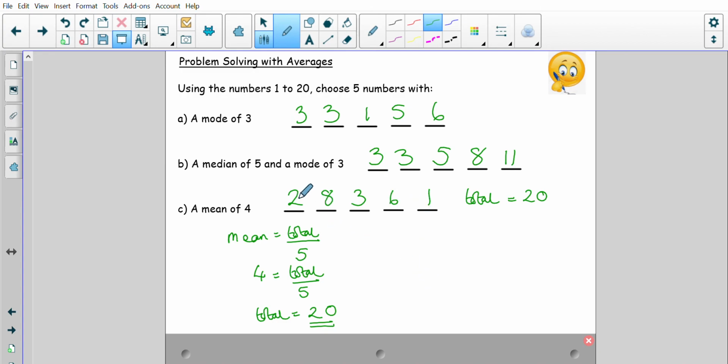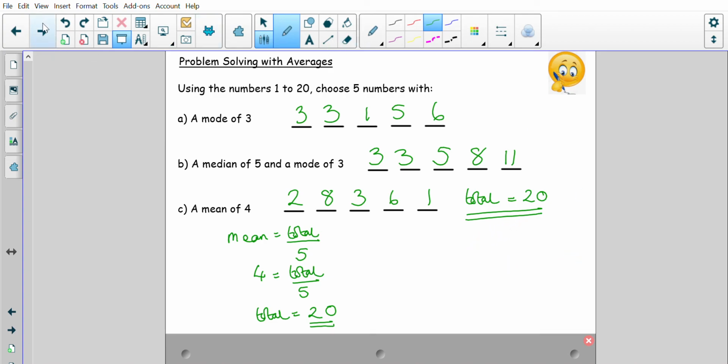So let's just have a double check. 2 plus 8 is 10. Plus 3 is 13. Plus 1 is 14, plus 6 is 20, so that works. Again, there's lots of different possibilities here, but the key is the total must add to 20. So if you have a go at these questions when you are doing the averages puzzle, when you've got to find a certain mean, make sure you write at the side of the question what total you are going for.